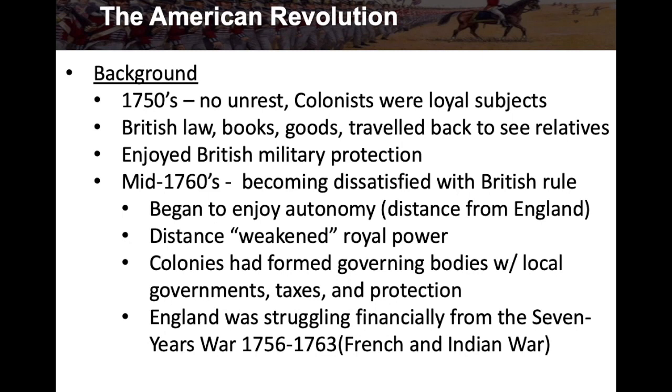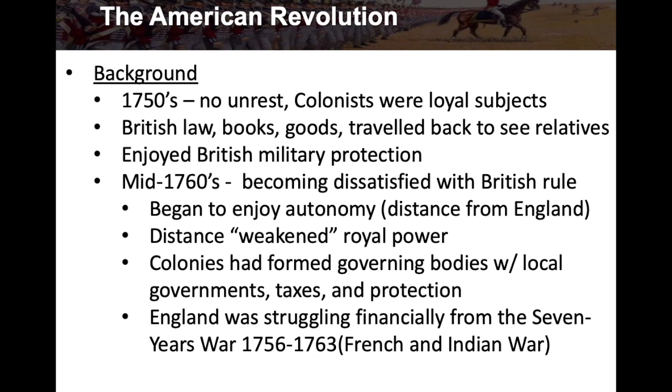The colonies had formed their own governing bodies, and this was under the approval of the British government. But these governing bodies, especially the local governments, getting down into the towns and the cities, they began to create their own policies and their own laws, and they started to create their own little taxes for things and begin to create their own ways of protection, maybe a police force or whatever it may be. So they're basically forming their own kind of government in the colonies, again, separate from the monarchy, even though they were colonists.